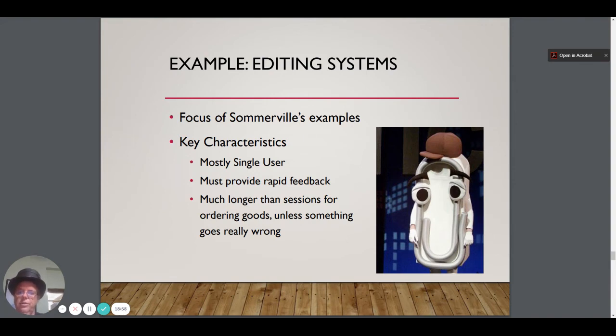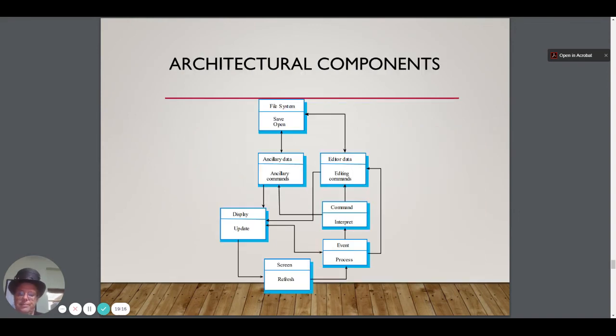Key characteristics of editing systems are that they are mostly single user, although nowadays with things like Google Docs, we have multiple users. They need to provide rapid feedback so you can see the edits that you've made, and they have much longer sessions than for ordering goods, unless something goes terribly wrong with the ordering goods.